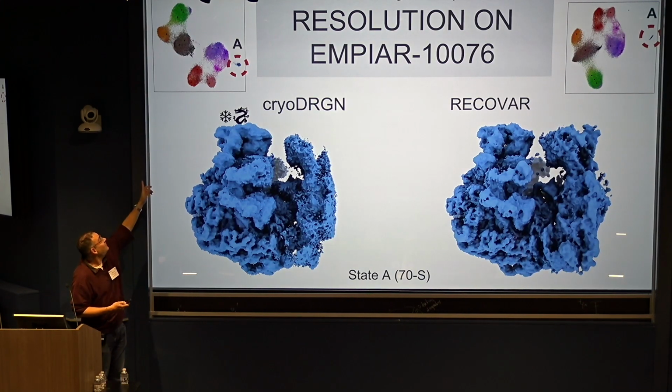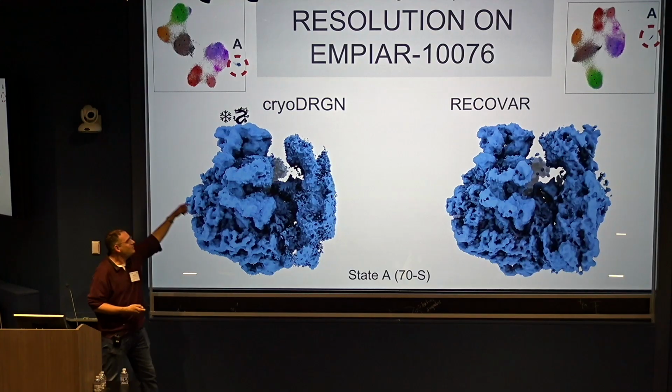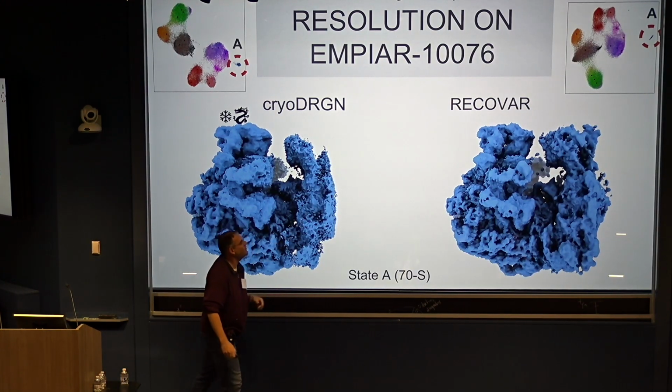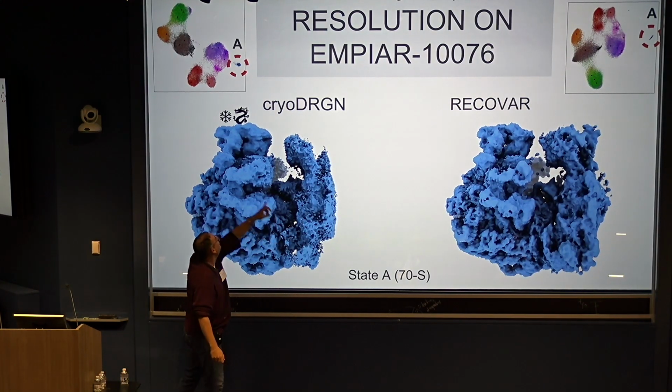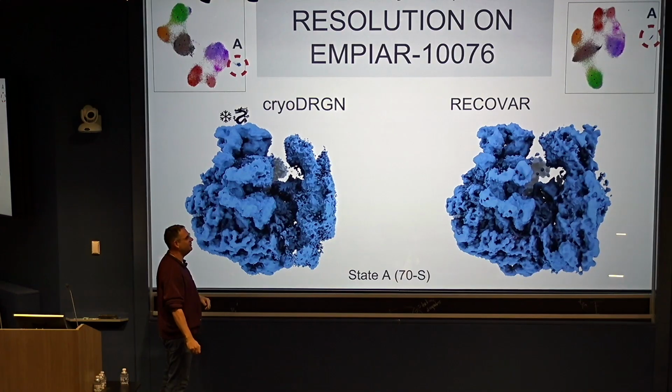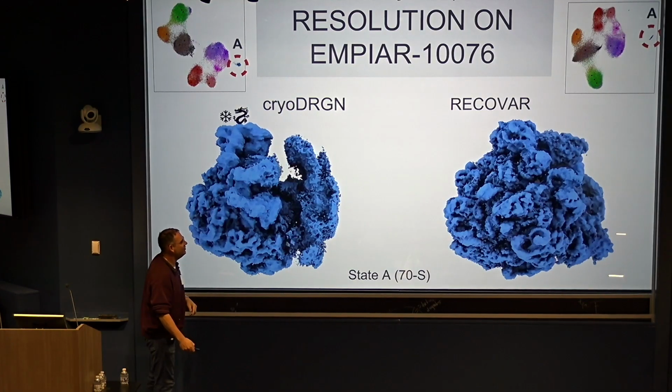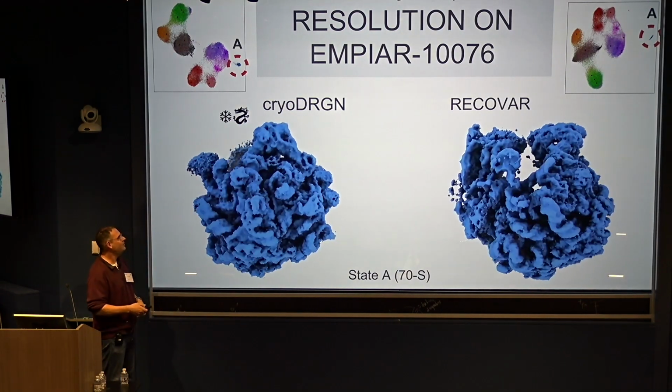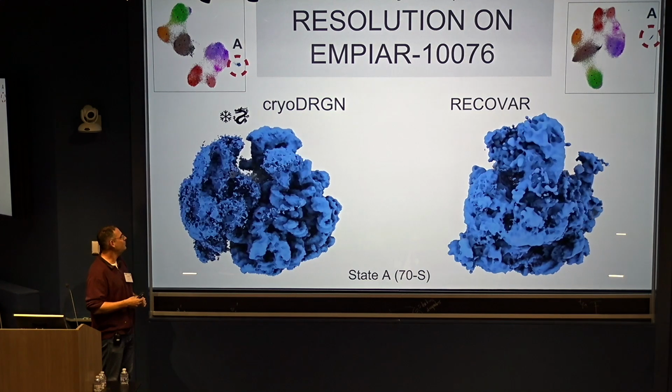So you can see that the embeddings look relatively the same. On the left, you see the CryoDragon one. On the right, you see what we get with Recover. Here I show you state A, okay? And now I'll show you just the 3D structures that you obtain.